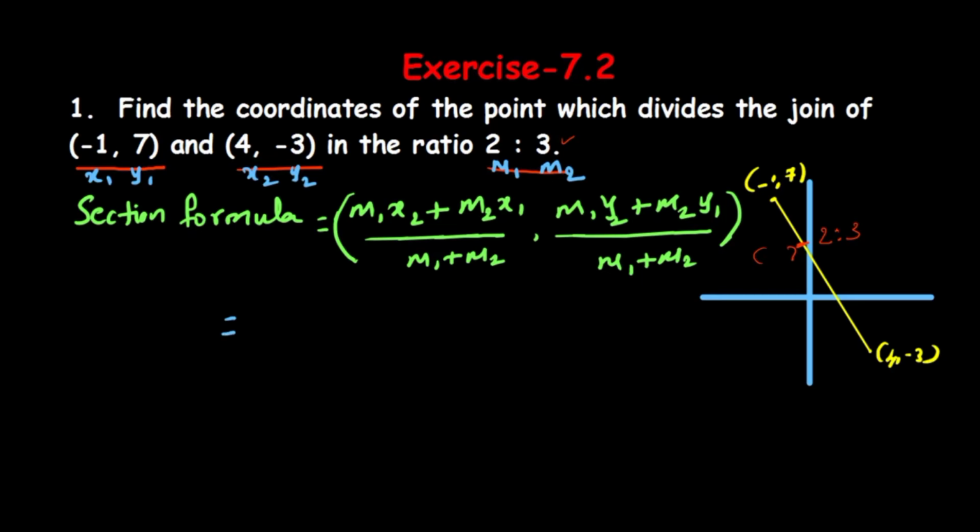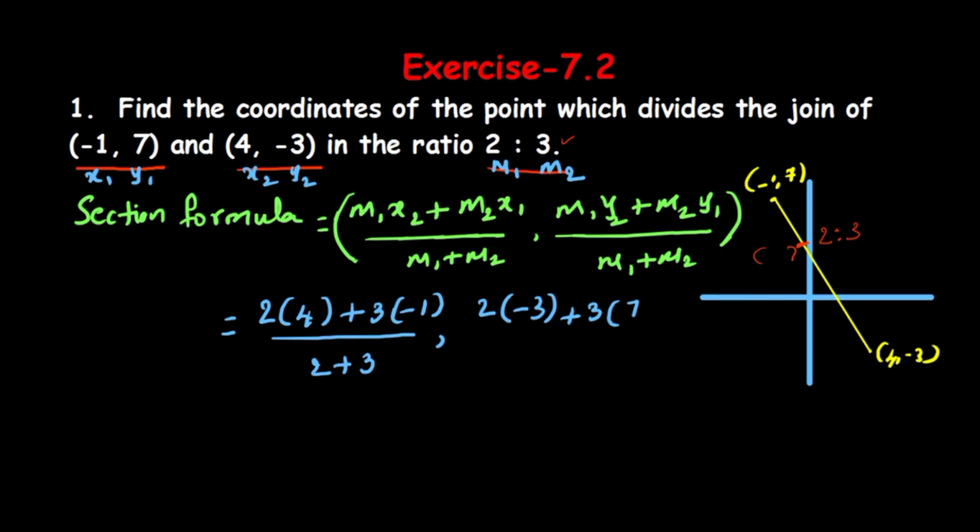So now I'm going to put these numbers in the formula. m1 into x2: m1 is 2, and x2 is 4, plus m2 is 3, x1 is -1, divided by m1 plus m2, that is 2 plus 3. And the next one, m1 y2: m1 is 2 and y2 is -3, plus m2, which is 3, and y1 is 7. So it's divided by, again, 2 plus 3.